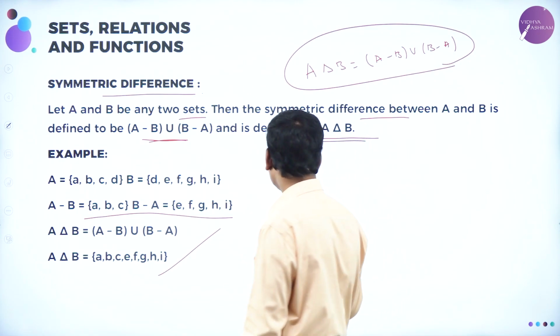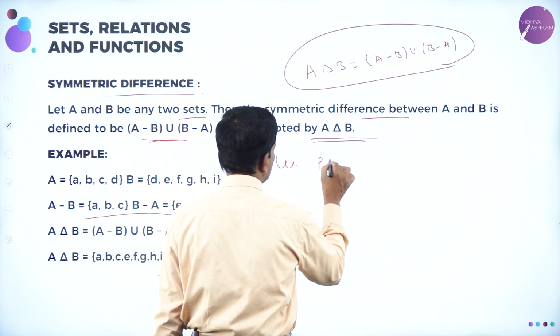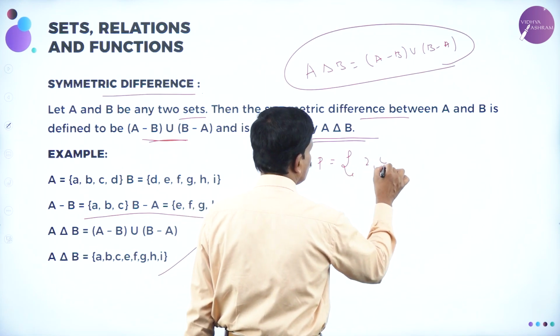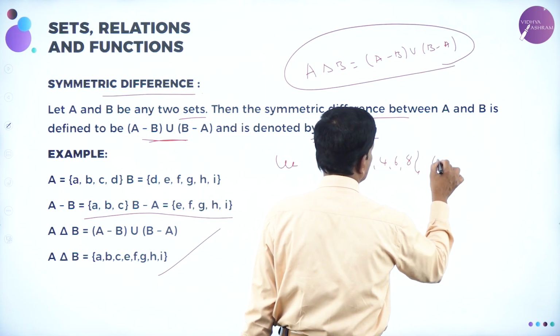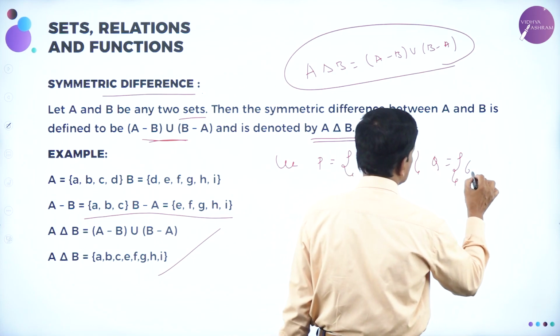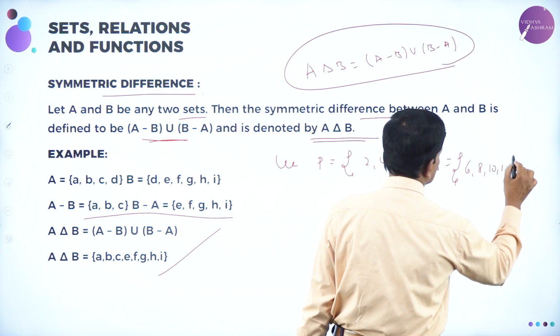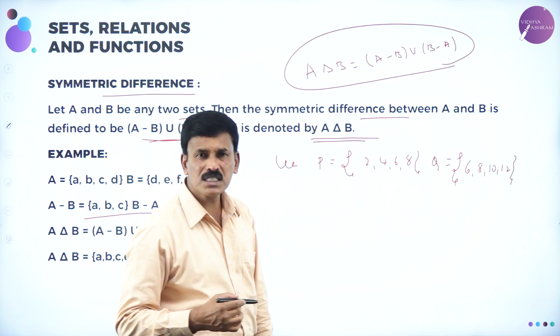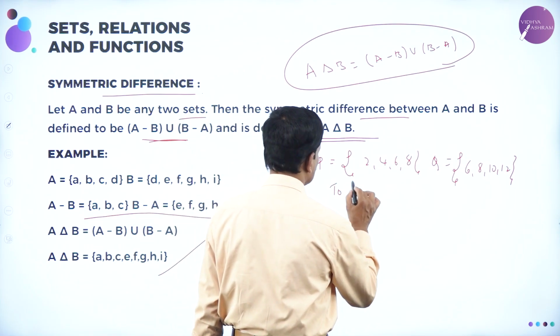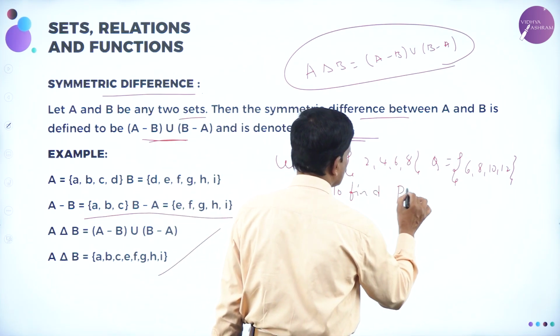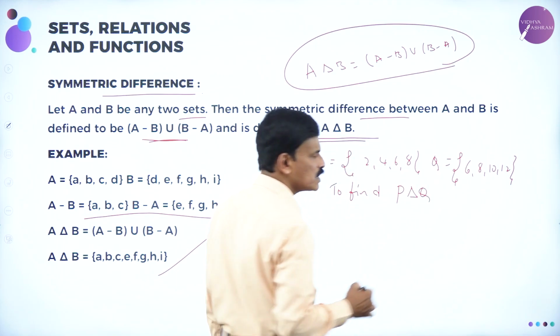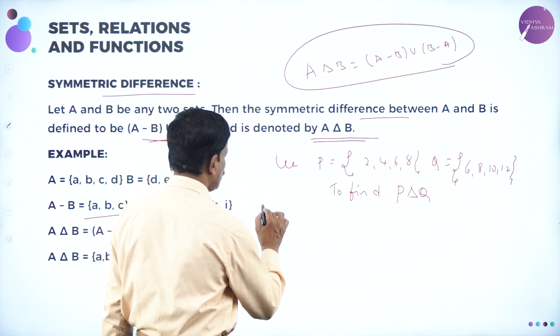That's it. Now let us take one more example. Let P be equal to {2, 4, 6, 8} and Q be equal to {6, 8, 10, 12}. Then to find the symmetric difference, P delta Q is the symmetric difference. Now first find out P minus Q.